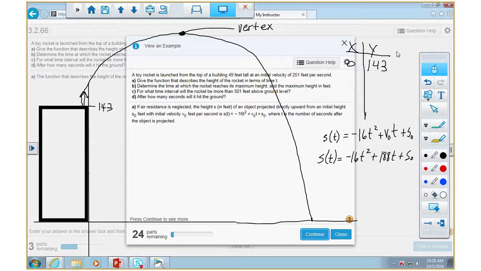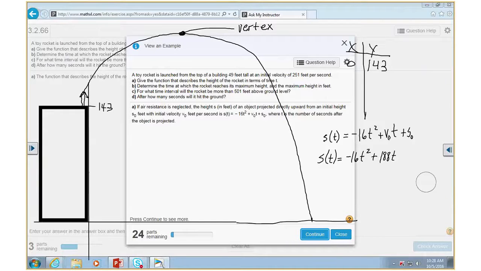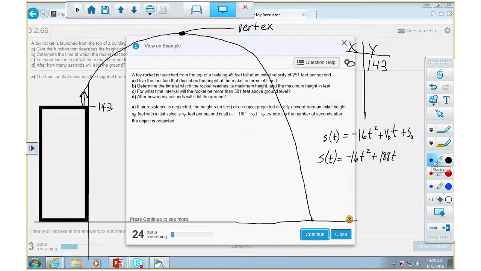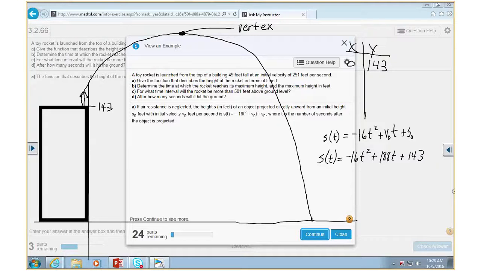All right. It says right here, where t is the number of seconds after the object is projected. And it should say in here, v sub 0 is the initial velocity right there. And the object is projected upwards from an initial height of what? What's the height? 143. So you erase this. And that gives you your quadratic. Now take your handy dandy calculator.